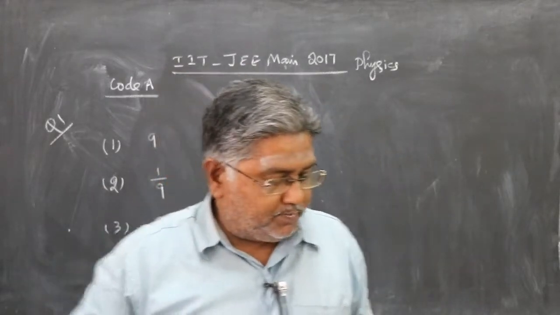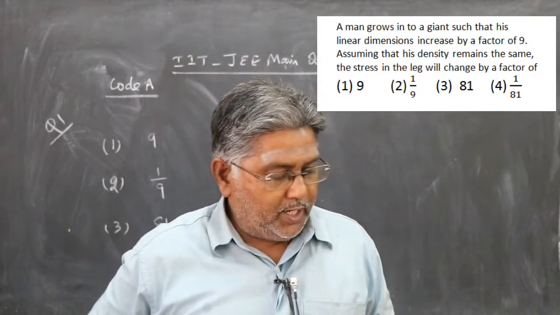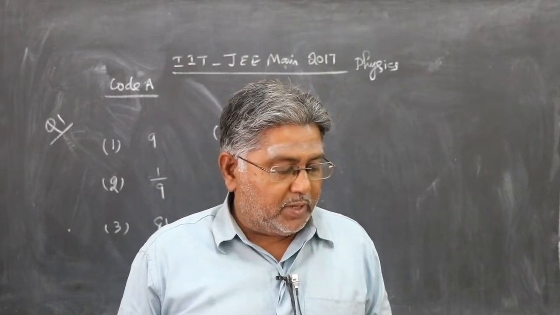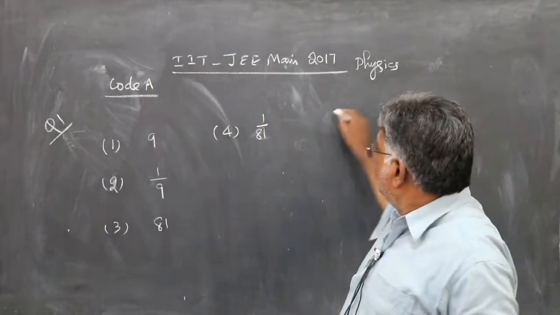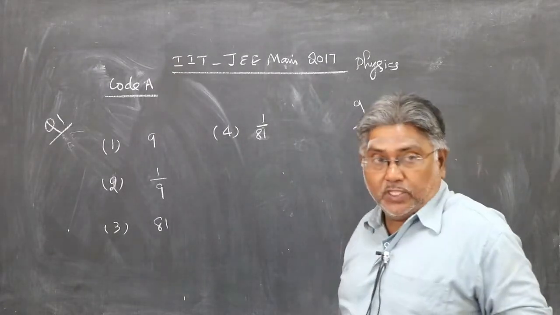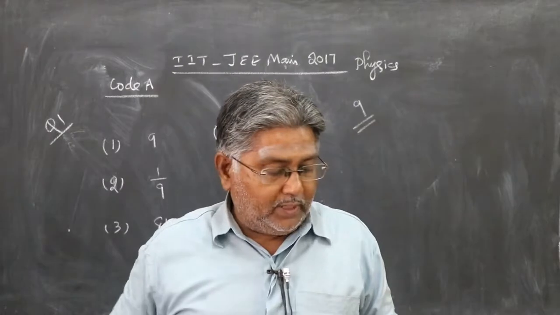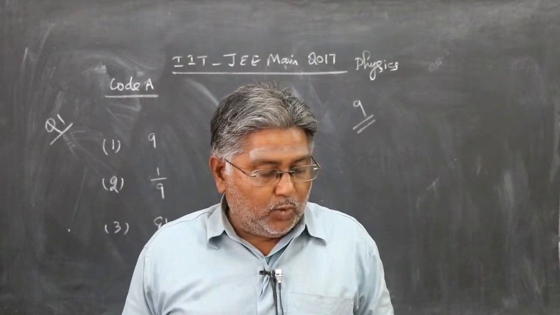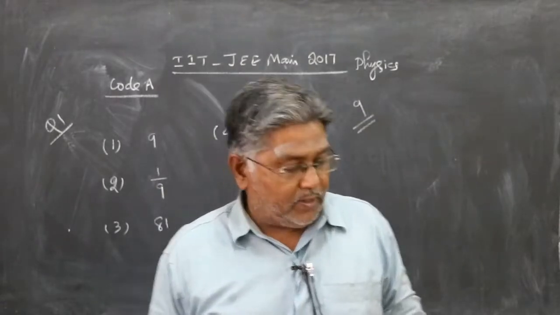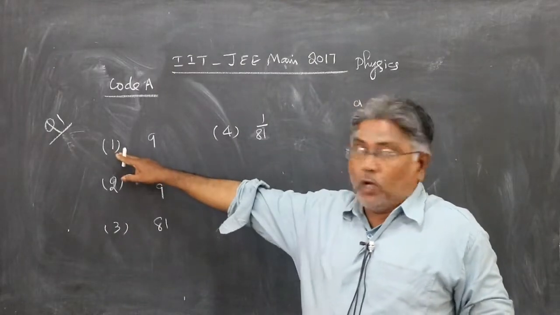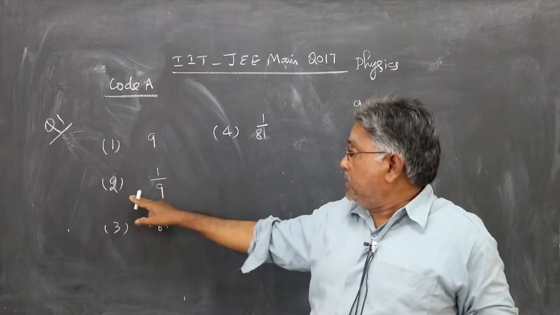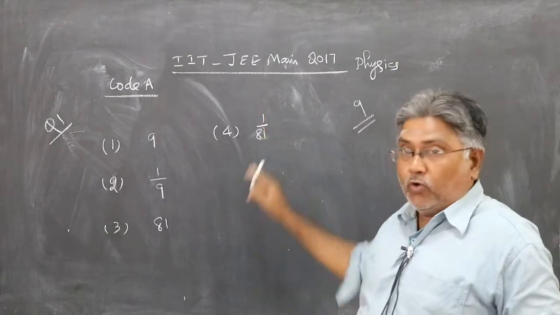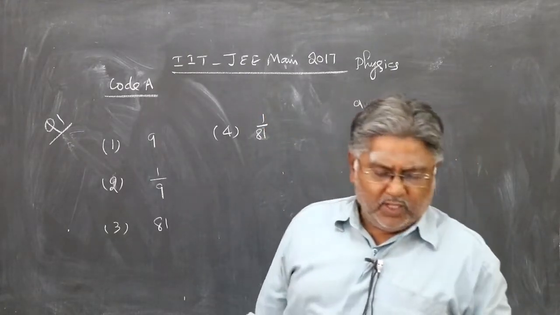Question reads like this. A man grows into a giant such that his linear dimensions increase by a factor of 9. Assuming that his density remains same, the stress in the leg will change by a factor of: option 1, 9; option 2, 1 by 9; option 3, 81; option 4, 1 by 81. It's an easy sum.